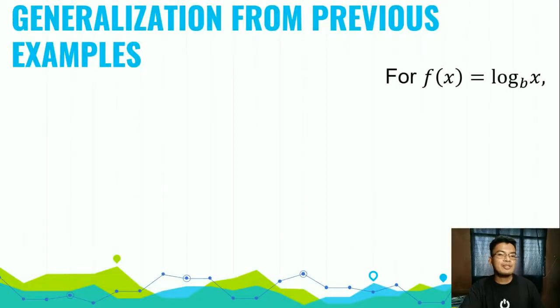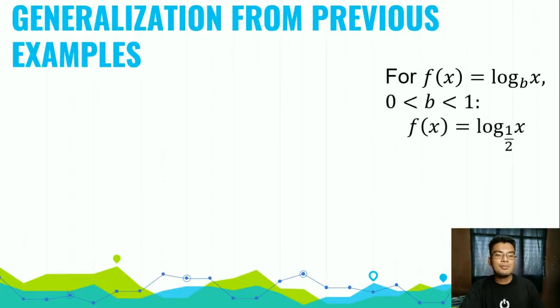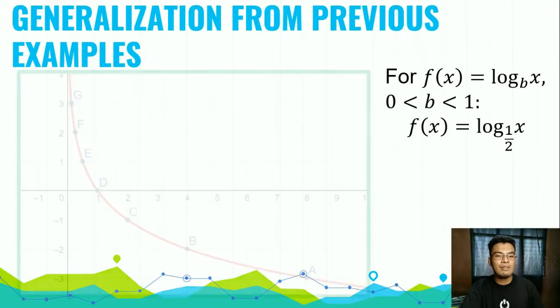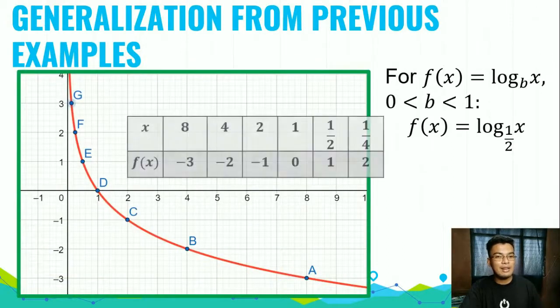For the second condition, kapag yung base ay nasa gitna ni 0 at ni 1, the example that we use is f of x is equal to log base 1/2 of x. So, ito ho ang kanyang graph and the table of values is this one. Kung mapapansin ninyo sa ating graph at pati sa ating table of values, habang lumalaki ang ating x values, lumiliit ho ang ating y values.